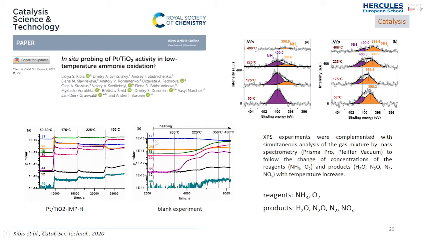This is compared with the blank experiment without a sample, where you can see that the production of N2O starts only above 200 degrees C. Of course, sometimes the stage is also reacting, so we have to be sure that whatever we are observing is actually coming from the sample. And you can see those products also in the photoelectron spectra.